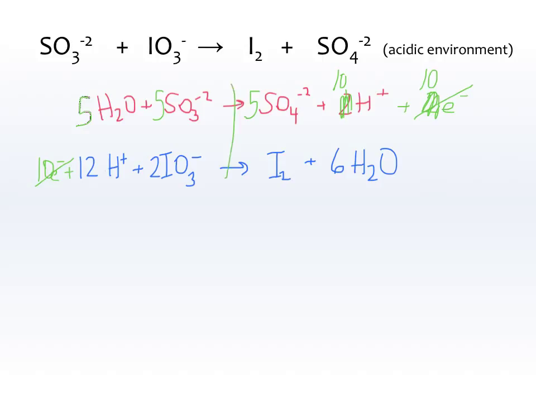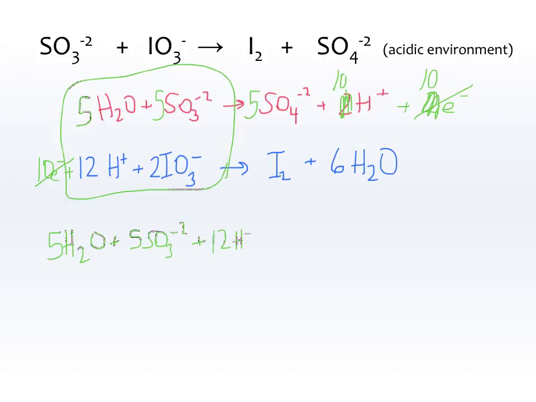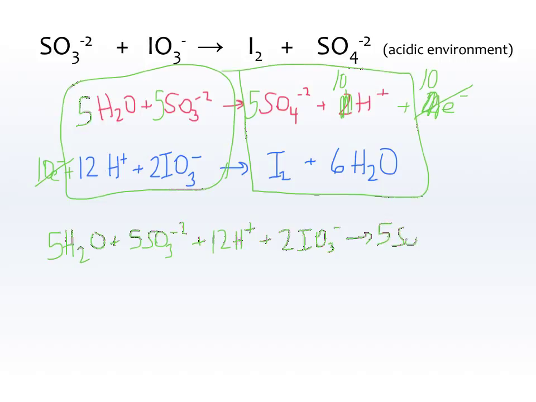When you add the half reactions together, everything on the left stays on the left. So I've got 5 waters and 5 SO3 minus 2 and 12 hydrogens. Let's see if I can make that a nice plus there. And 2 iodates. All of that's on the left. For the right, everything on the right stays on the right. So this is 5 sulfates and 10 hydrogens and an iodine and 6 waters.